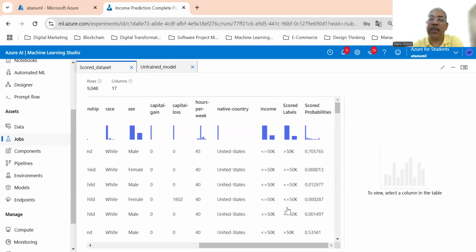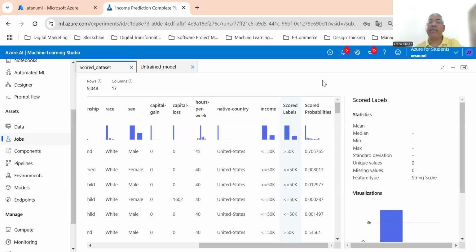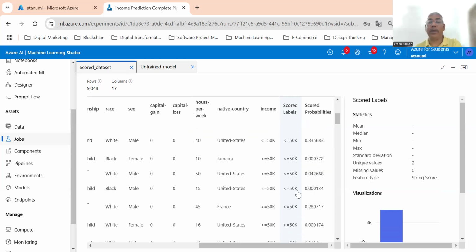So in this case, you can see that where the probability is more than 0.5, it belongs to the class greater than 50K, and if the probability is less than 0.5, it belongs to the class less than or equal to 50K. And you can see that some classifications are already incorrect. For example, the first classification itself is incorrect because the actual value is less than 50K, whereas it has been classified as more than 50K. But you see the other ones which are correct.